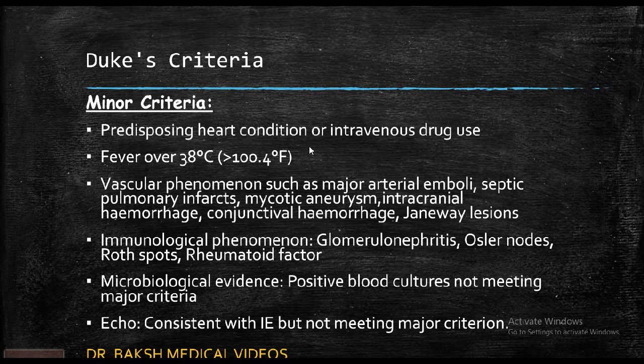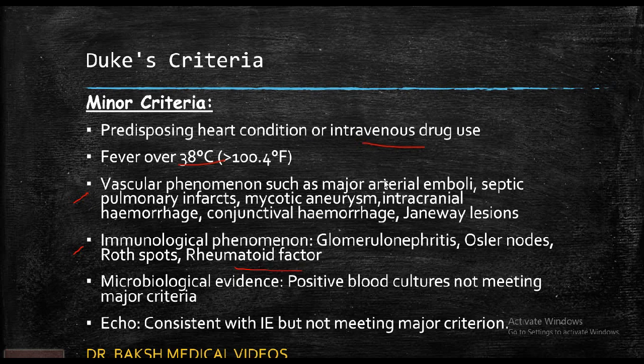Now, the minor criteria includes if there's a predisposing heart condition or a history of IV drug use, fever over 38 degrees centigrade. There could be vascular phenomena or immunological phenomena, which we have mentioned, like glomerulonephritis, Osler nodes, Roth spots, rheumatoid factor.